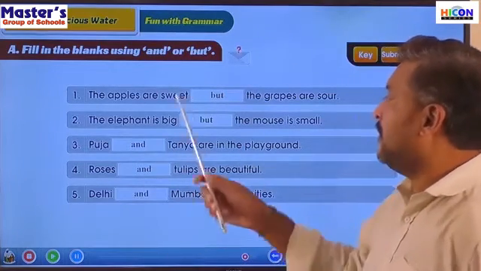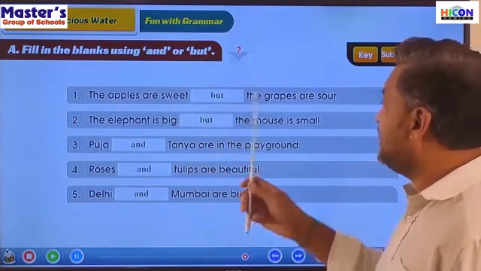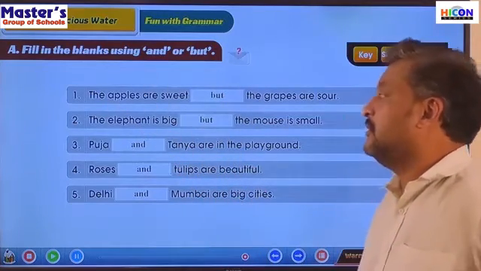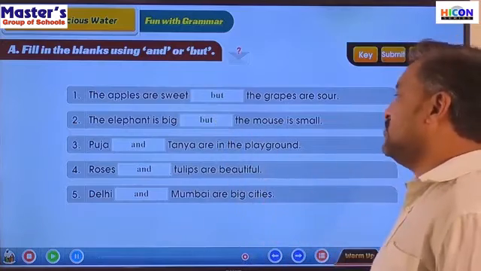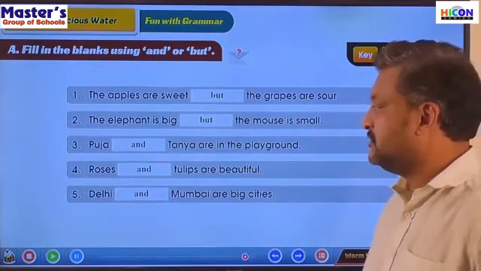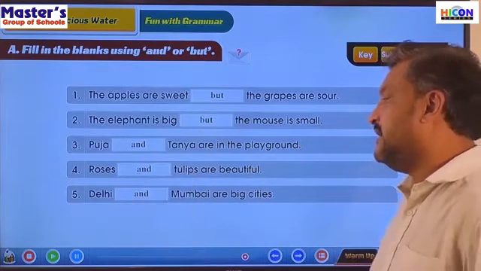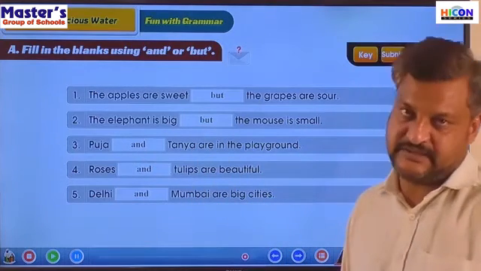Right? So, I will read these sentences once again. The apples are sweet, but the grapes are sour. The elephant is big, but the mouse is small. Pooja and Tanya are in the playground. Roses and tulips are beautiful. Delhi and Mumbai are big cities.